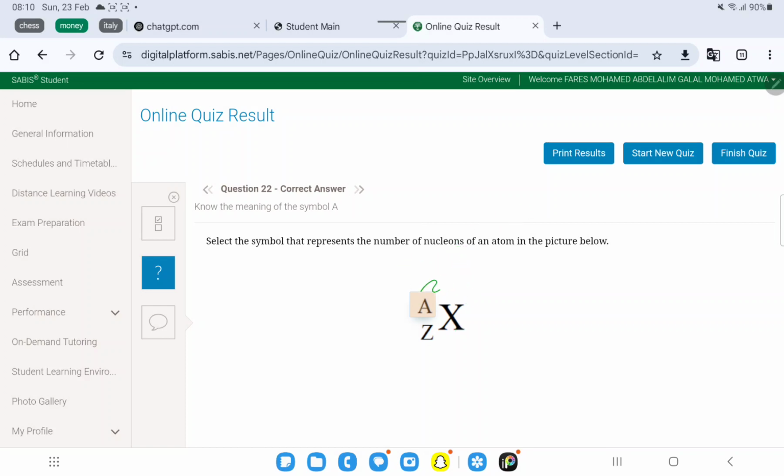They want the symbol that represents the number of nucleons. Number of nucleons is just mass number. So it's A, the one on top.